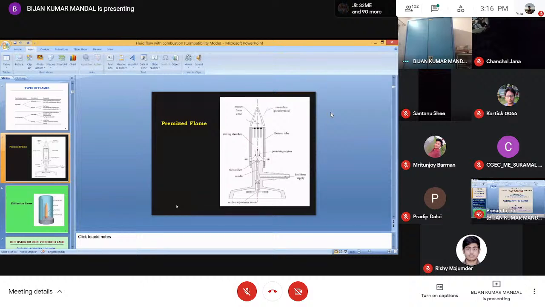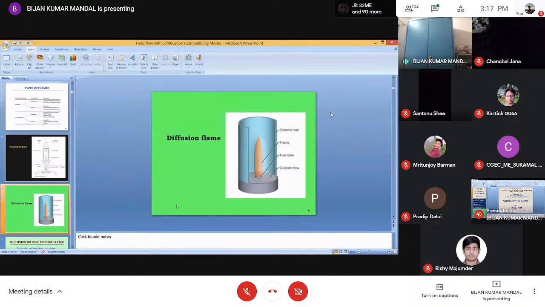Now let us see a diffusion flame, or non-premix flame. You can see there is a central hole through which the fuel is coming. You have a separate tube, and surrounding that there are many small tubes through which the oxidizer is coming. When they come into the combustion chamber, they mix and combust. That's why it is called a diffusion flame. Our discussion will be mainly on the diffusion flame, and this is important.